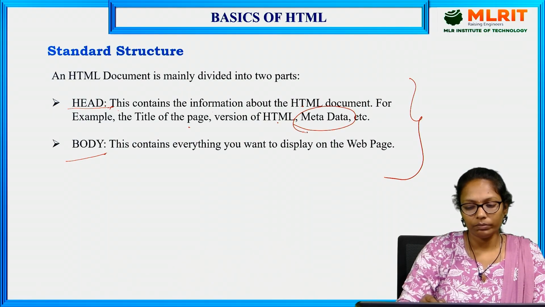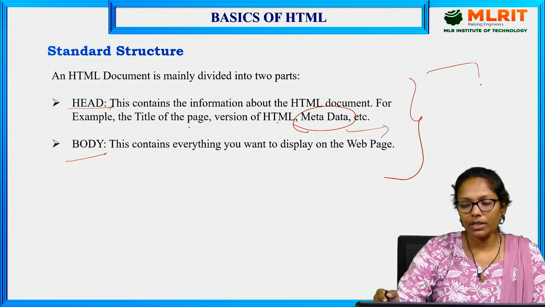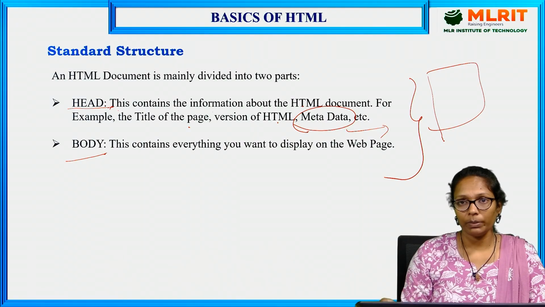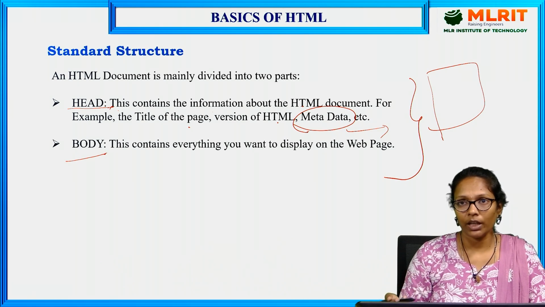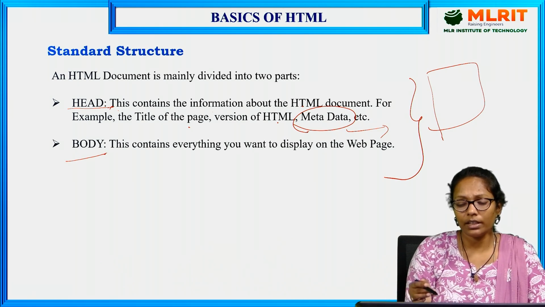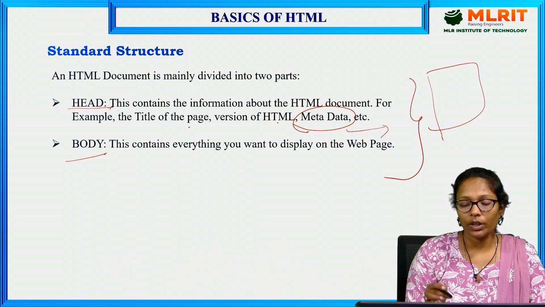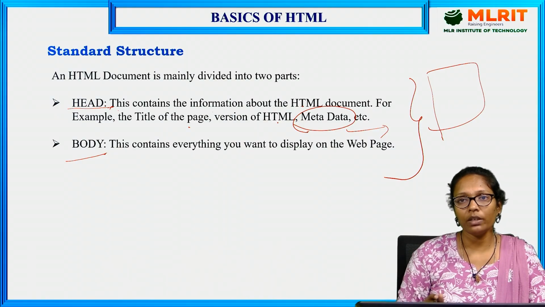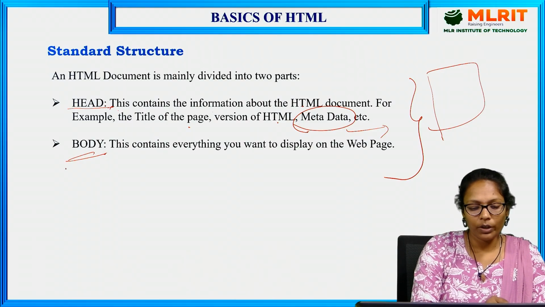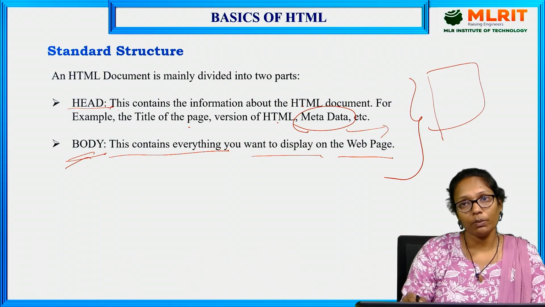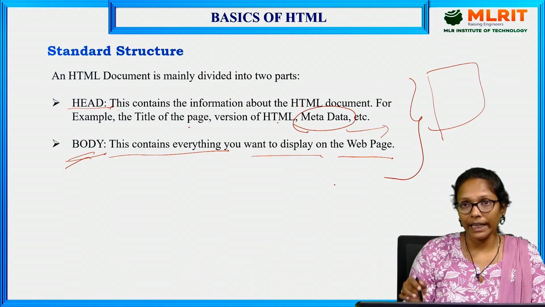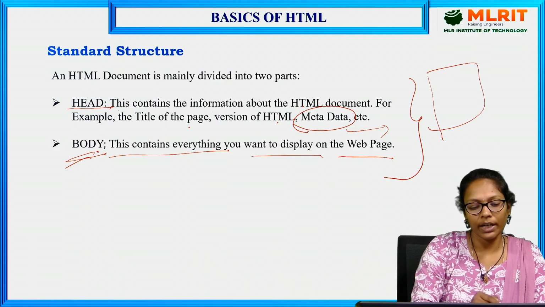Metadata is nothing but data about the data. For example, I'm designing a website. Who is the developer? Who is the designer of this website? If I want to know about the designer of that website, I can give my LinkedIn profile or the version which I'm using. All the details about your website you can mention there. That will not be displayed on your website, but it is only for knowing. Coming to the body, this contains everything you want to display on the web page. Whatever element you want to display on the web page, you are going to add in the body section.